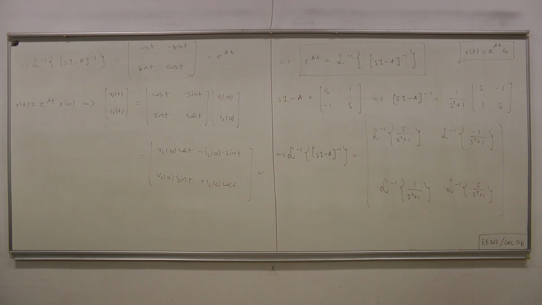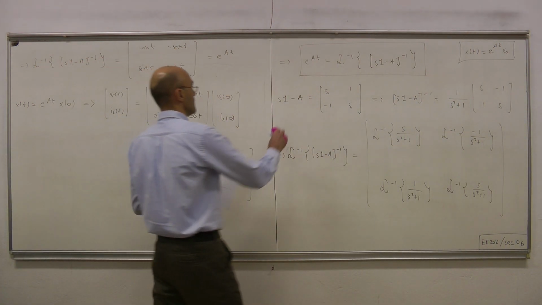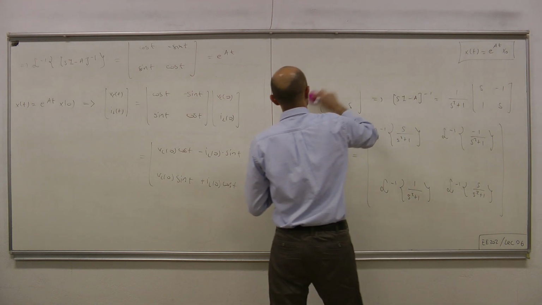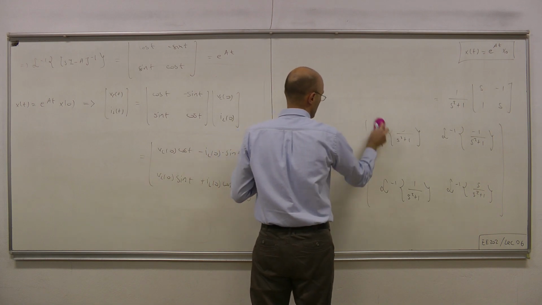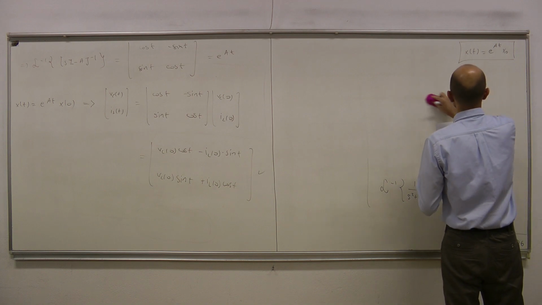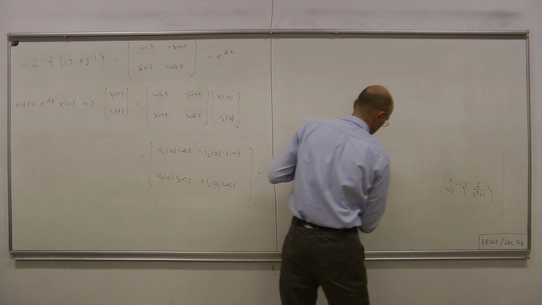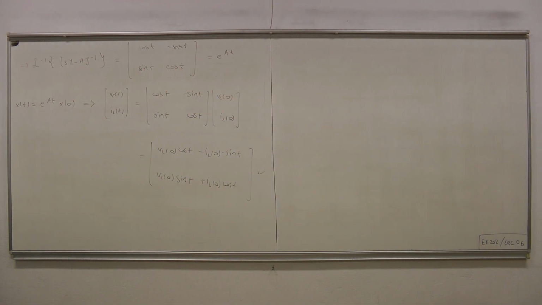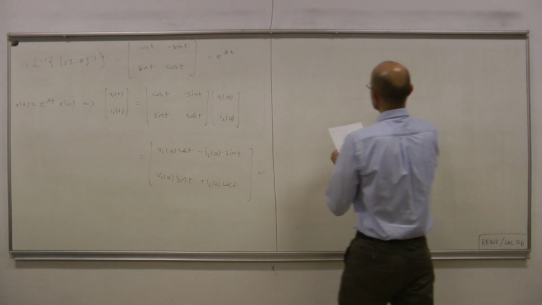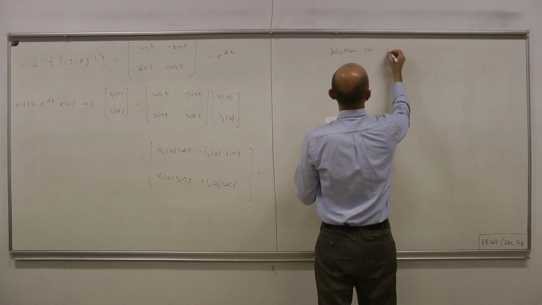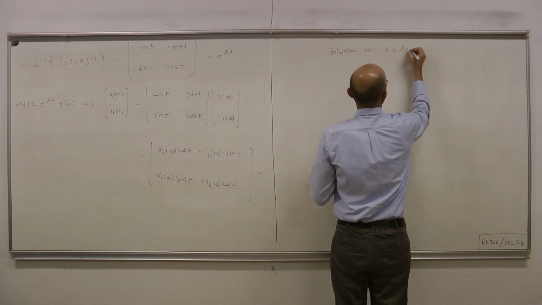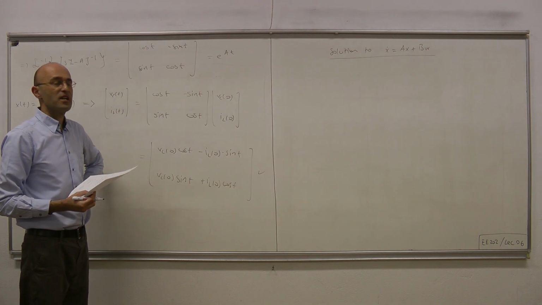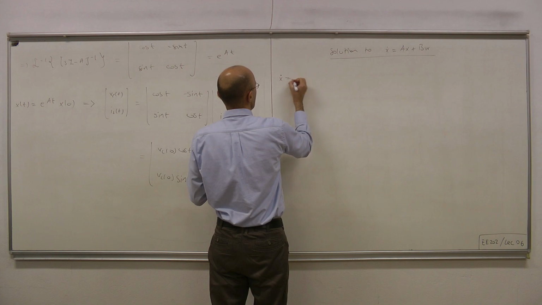Okay, now let's, for the remaining time, briefly talk about the more general case, namely the solution of non-homogeneous state equations. For the general case, the non-homogeneous case, x dot equals Ax plus B times w. Now we will obtain the solution x of t again using Laplace transform. So we start from the state equation.